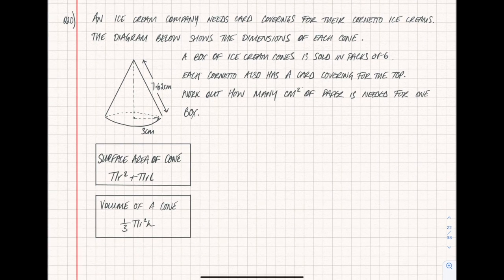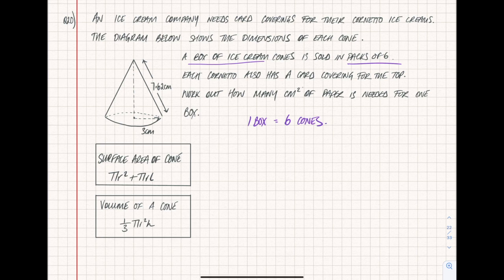Here we go. So if we begin to break down this question, it says an ice cream company needs card coverings for their cornetto ice cream. The diagram shows the dimensions of each cone. A box of ice cream cones is sold in packs of 6. So we've got a box of ice cream cones sold in packs of 6. That means one box, so I'm going to write that key piece down, equals 6 cones. Each cornetto has a card covering for the top.